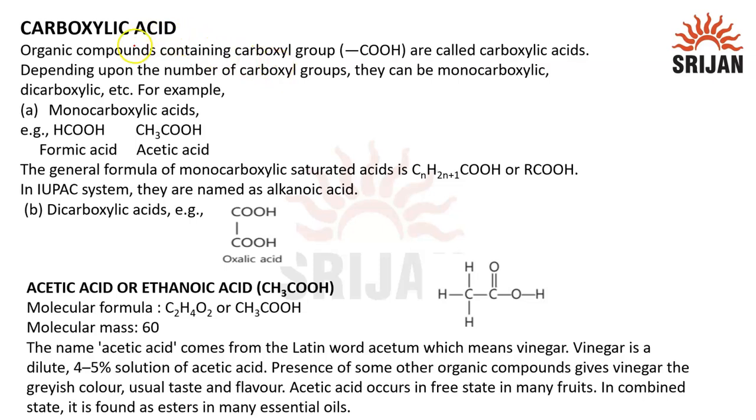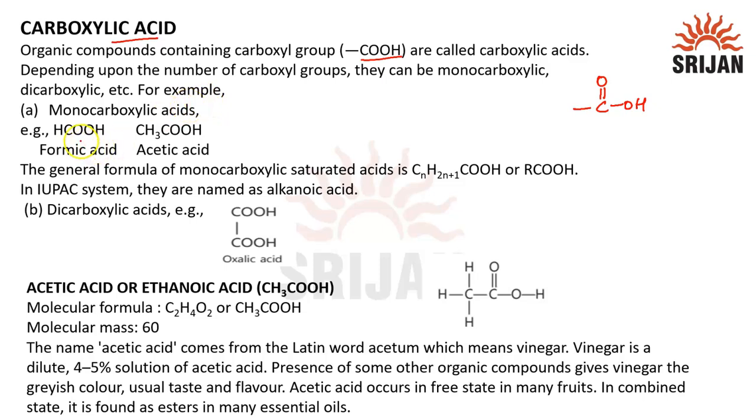In this video, we will learn about the carboxylic acid. Organic compounds which contain the COOH group are called carboxylic acids. So, there will be this COOH group present and this will be known as carboxylic acid. And depending on the number of carboxyl groups, they can be monocarboxylic or dicarboxylic acids.